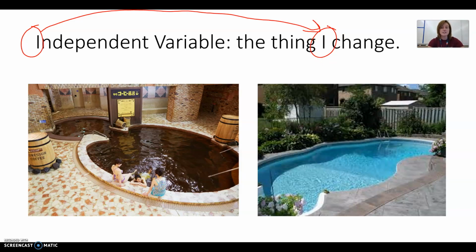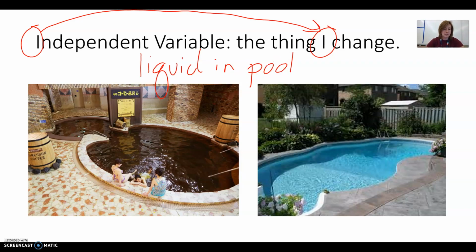In this case, let's say for our experiment we're going to have two pools, one full of syrup and one full of water, and we're going to have someone swim in both pools, and then we'll see which pool he or she can swim faster in or slower in, right? We'll time how long it takes for them to swim across the pool and see if there's a difference in the time, right? So in this case, we're changing the liquid in the pool. We're changing whether the pool is full of syrup or full of water. So that would be our independent variable in this case.